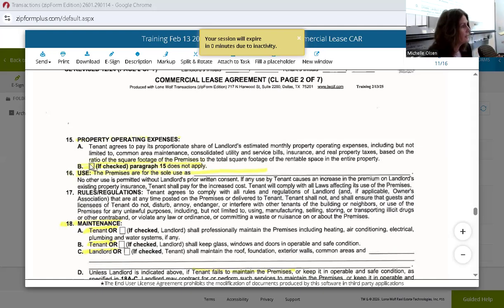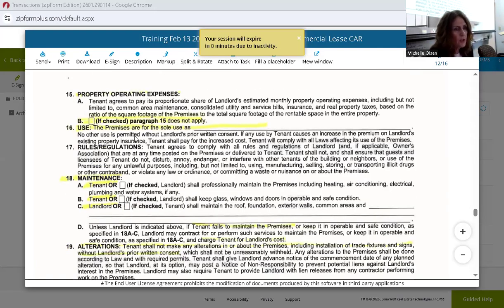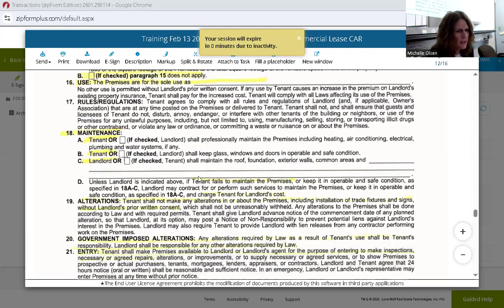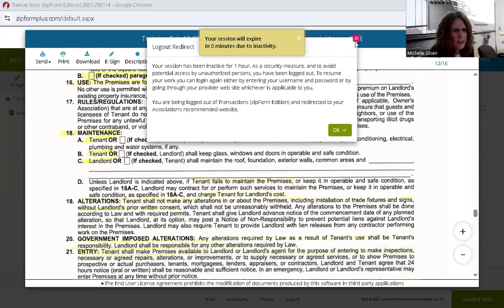These are little tricks so that you don't leave anything undone, because then there's question marks later. Use is very important. Make sure that you hit paragraph 16 and put the use. Very, very important. Maintenance. These defaults, you'll want to go over these so that it defaults to the tenant.